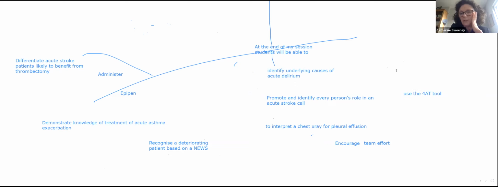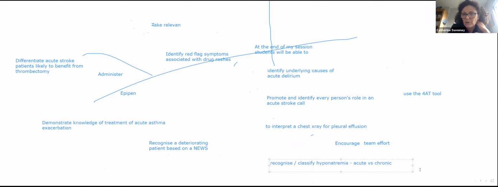So I'm seeing somebody here use the 4AT tool. And I see somebody in the chat saying recognize and classify hyponatremia. So I'm taking it that some of you aren't managing to write things on the board, which is fine. The chat will work fine as well. Interpret ECG rhythms, recognize, absolutely. Identify red flag symptoms associated with drug rashes. Absolutely. They're all very good cognitive learning outcomes.